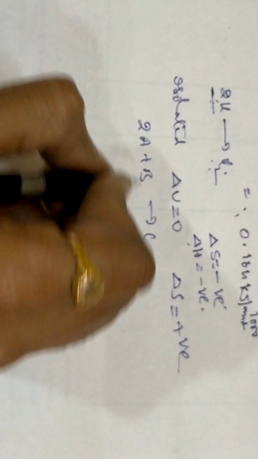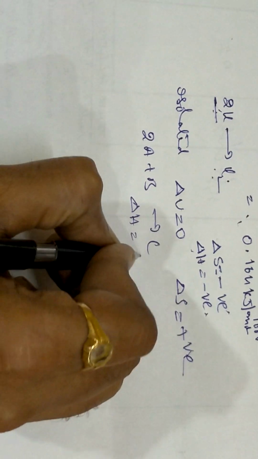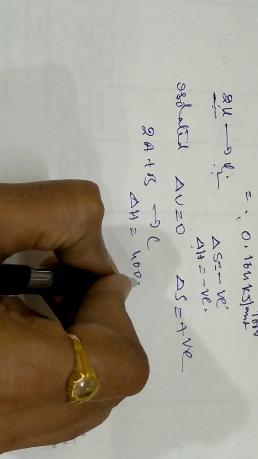Next question that was asked is 2A plus B equal to C. This reaction is taking place. Delta H for this reaction is given as 400 kilojoule per mole.